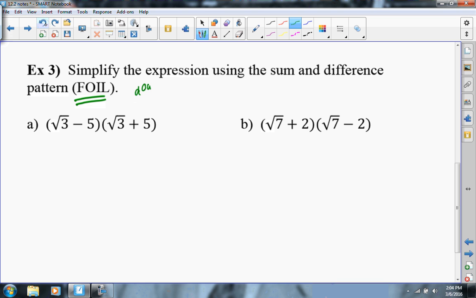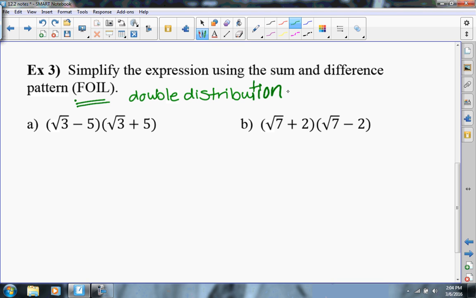Oh, what's going on with the... Okay, so we've got our foiling, but really this is just a double distribution. Oh my goodness. Okay, don't know why it keeps doing that.